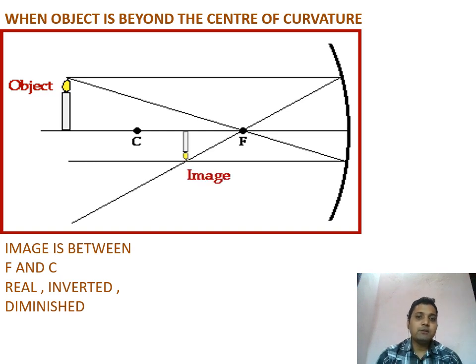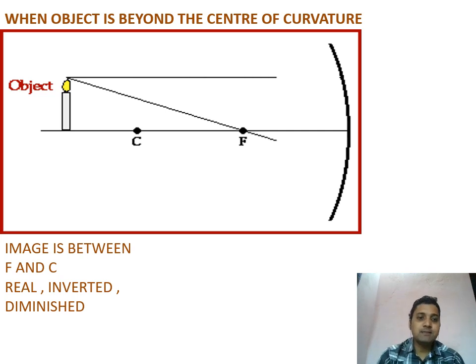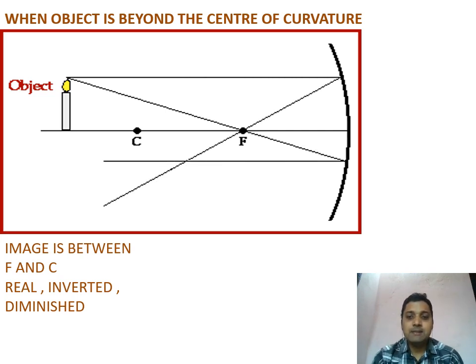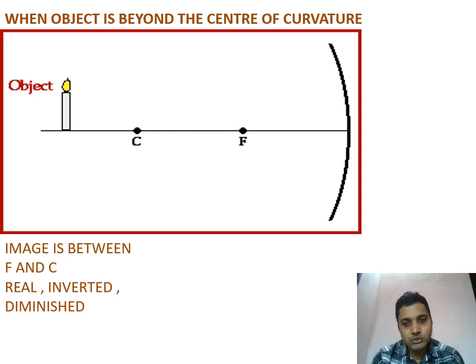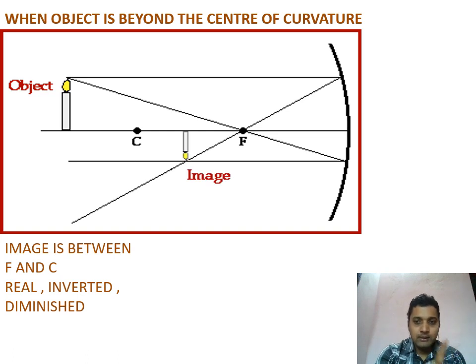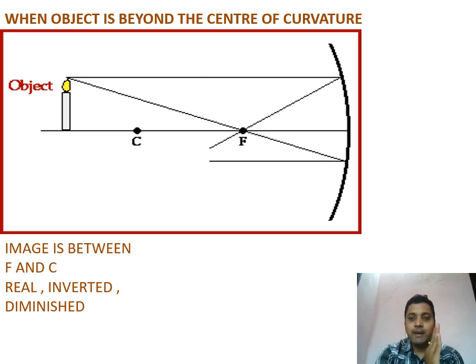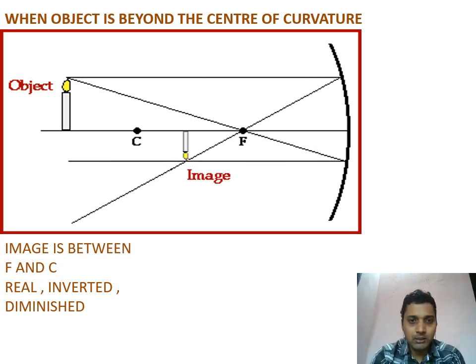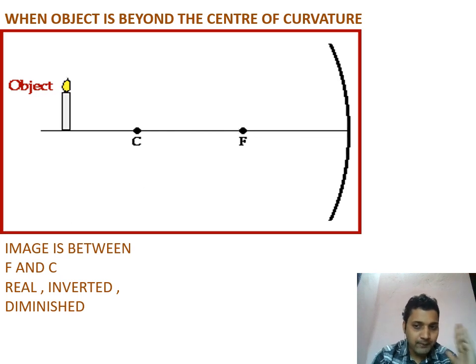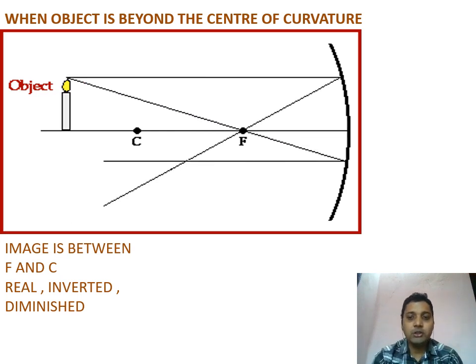So where does the image form? Between F and C. The position of the image is between F and C, whereas the image nature, if we look, is real, inverted, and the size is diminished or small. So this is the image formed by a concave mirror where the object is placed back of, or beyond, the center of curvature. Now from beyond the center of curvature, we will bring the object to the center of curvature.